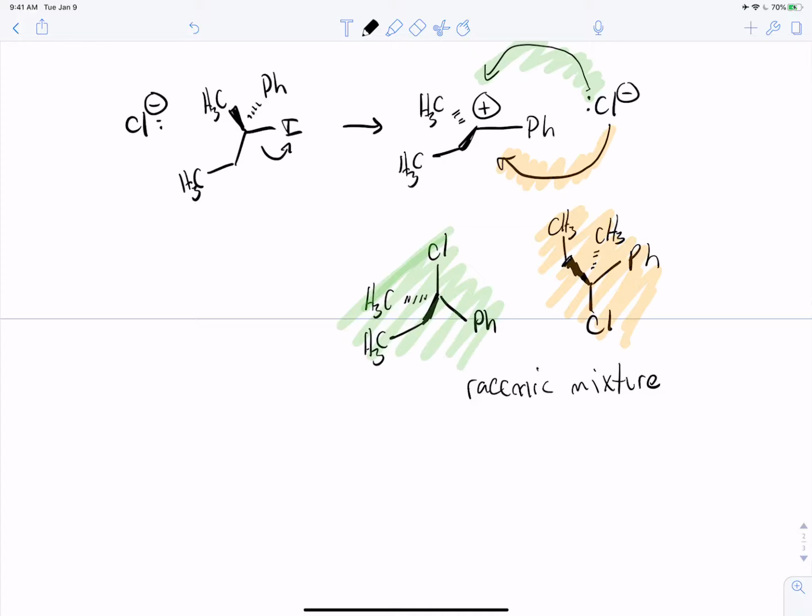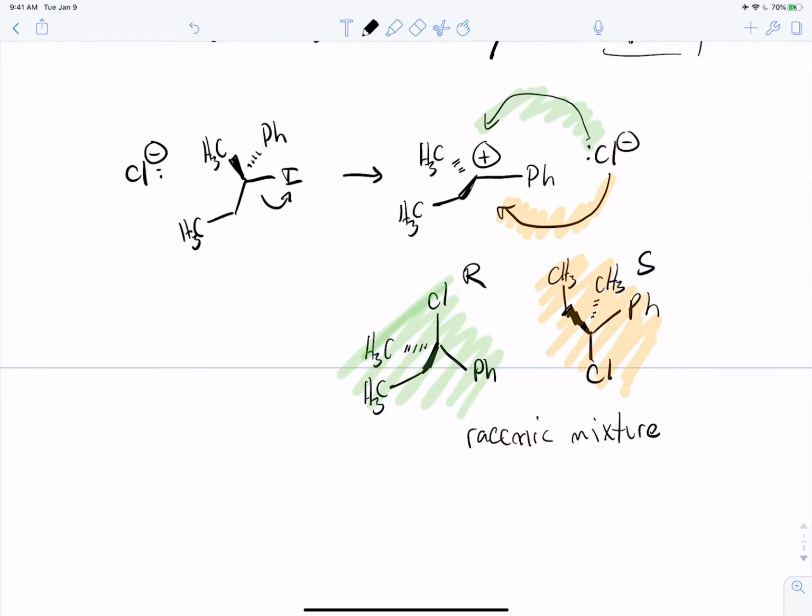Yeah, so I'm trying to assign this in my head really quick. So I think this would be the S stereoisomer, and this would be the R stereoisomer. So you can see that approach from the top or the bottom leads to each enantiomer, and this explains why when you start with an achiral molecule, you always end up forming something racemic.